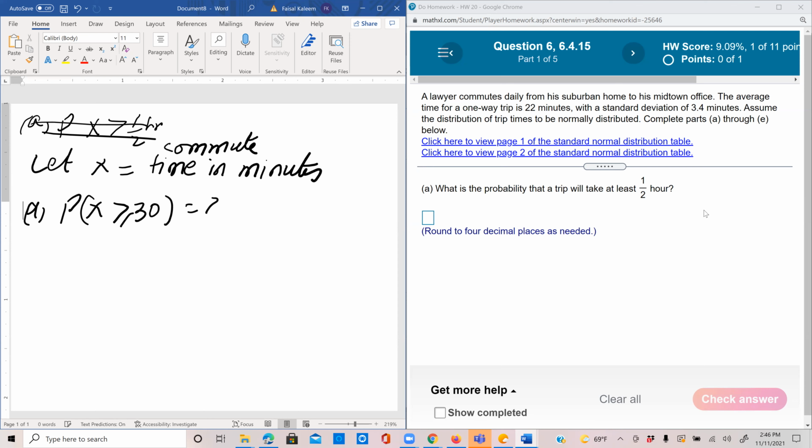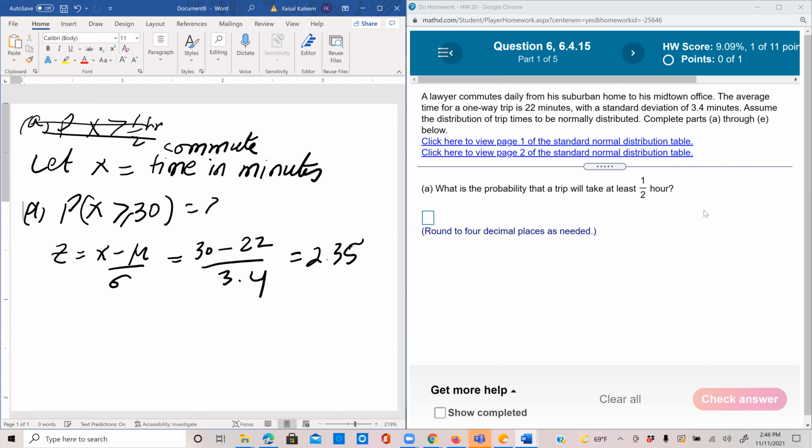Now 30 is the value of interest, so we change that into a z-score. So z is equal to x minus the mean over the standard deviation, which equals 30 minus 22, the mean time, over 3.4, the standard deviation. So let's calculate it. 8 over 3.4 is 2.35.